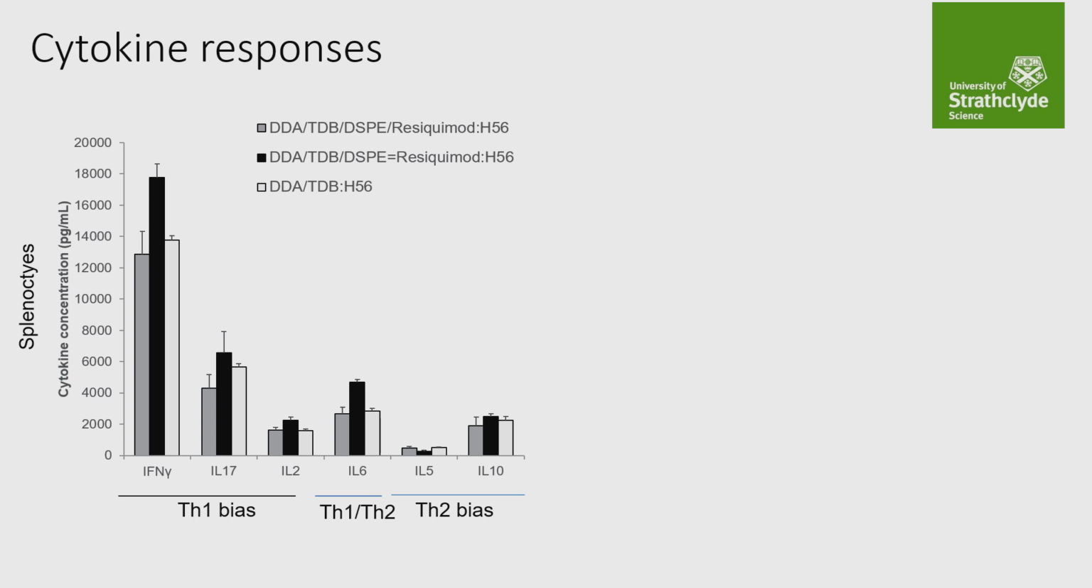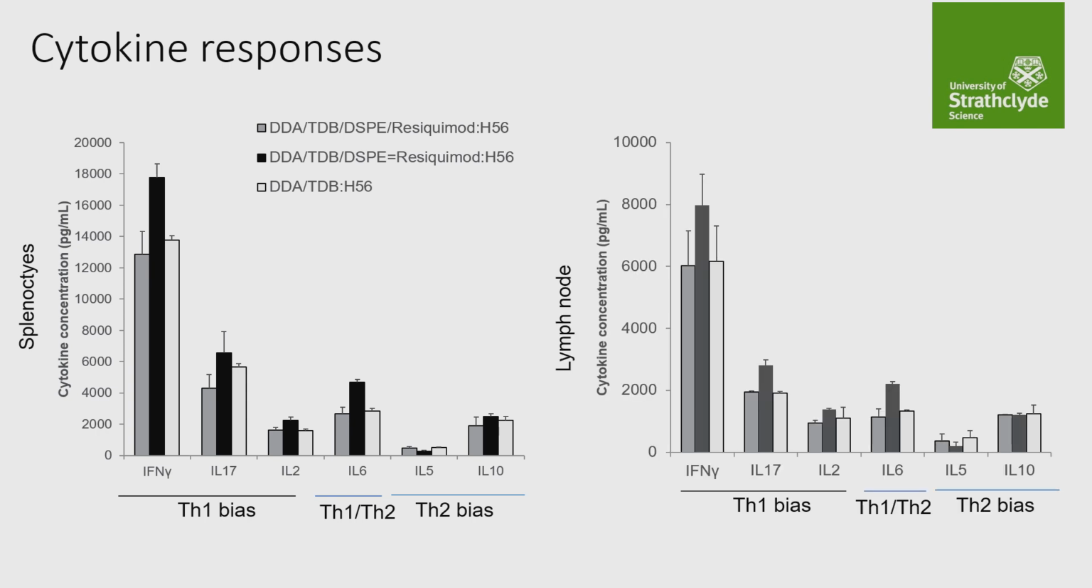So how does that look in terms of immune response? Our light grey bar is our DDA-TDB with the resiquimod all mixed together. Our black bar is when it's conjugated to the surface, and our third bar is just a standard benchmark, no resiquimod. So you can see the black bar is generally higher. When we have DDA-TDB with conjugated resiquimod, we're getting higher interferon gamma responses, which is the correlate we really look for in terms of that response, both at the spleen site and the lymph node.